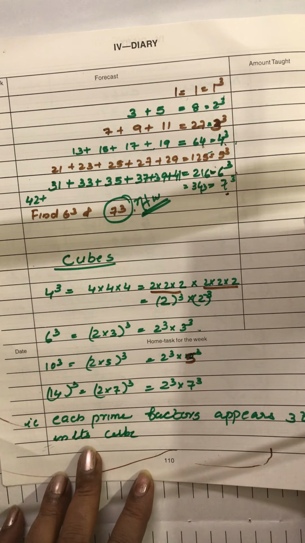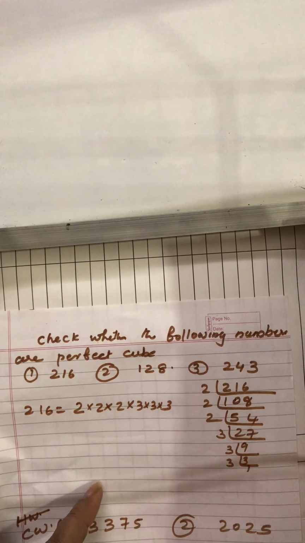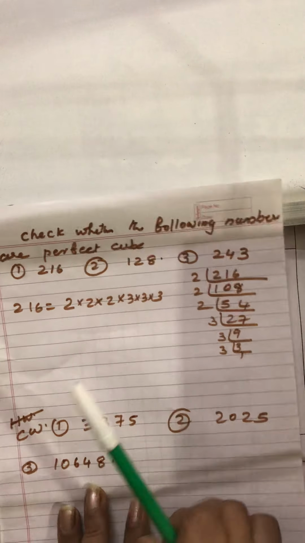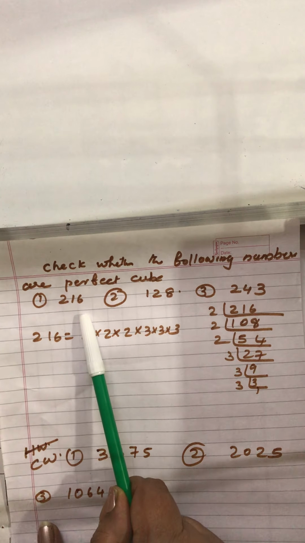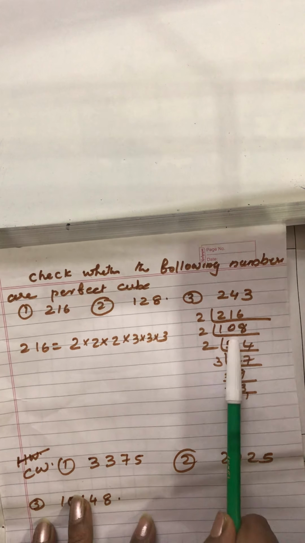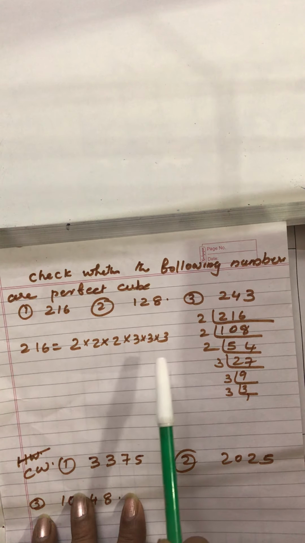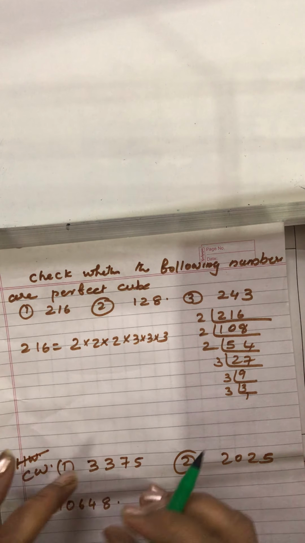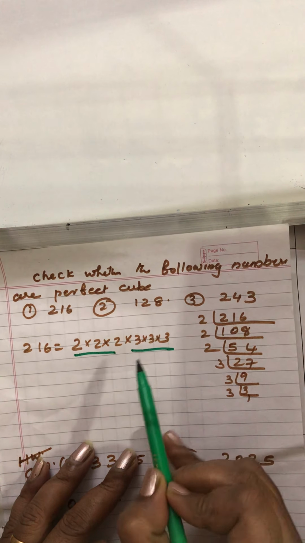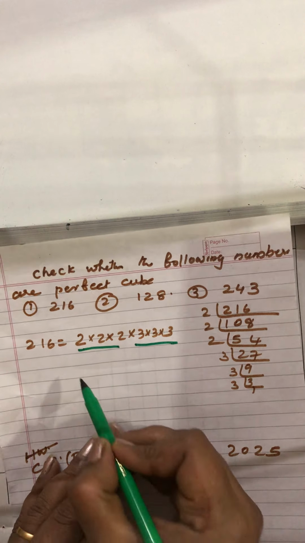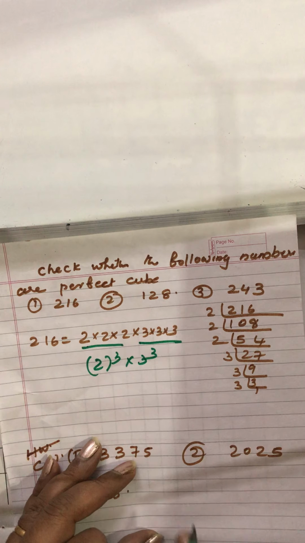So, first question, we are going to check whether the following numbers are perfect cubes. First question is 216. I am just prime factorizing 216. You are getting 2 into 2 into 2 into 3 into 3 into 3. There are 2 prime factors, 2 and 3. Both 2 and 3 appear how many times? 3 times. So, we can say that 216 is equal to 2 cube into 3 cube. Therefore, it is a perfect cube.